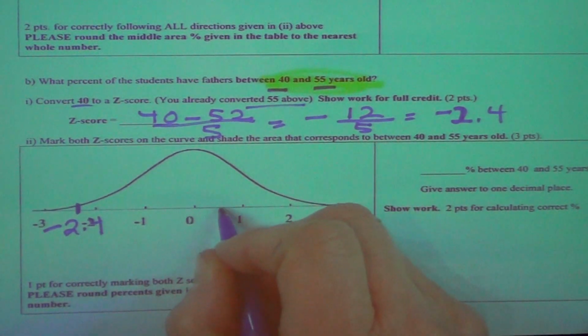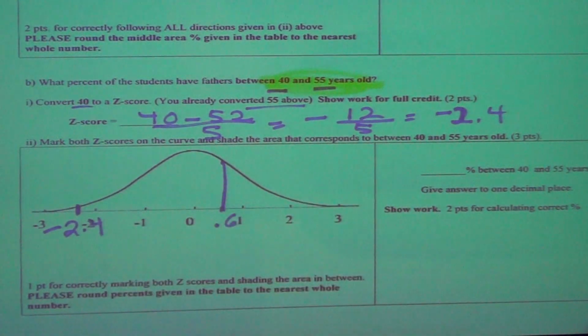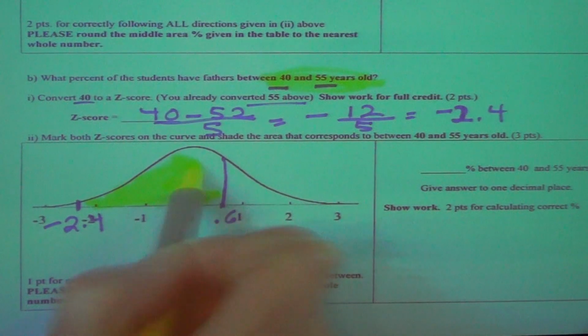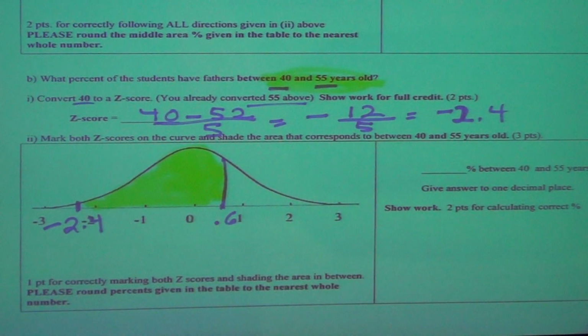0.6. I'm going to go up here to 0.6. And this is the area that we want. This is a little bit harder. That's the area. Does everybody see that? There's a bunch of different ways that you can do this.